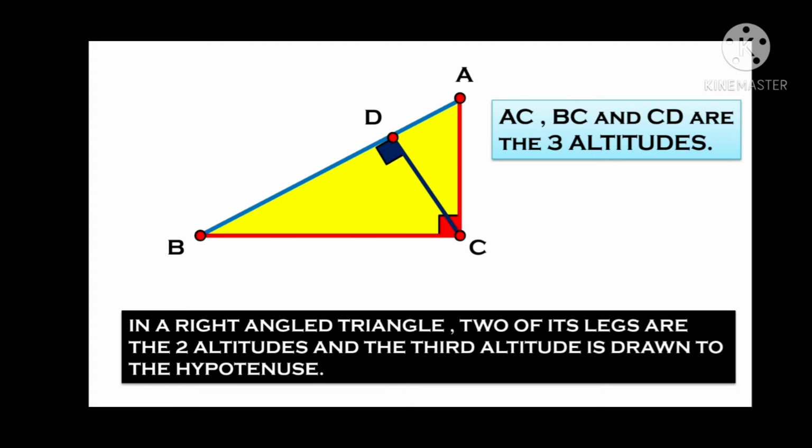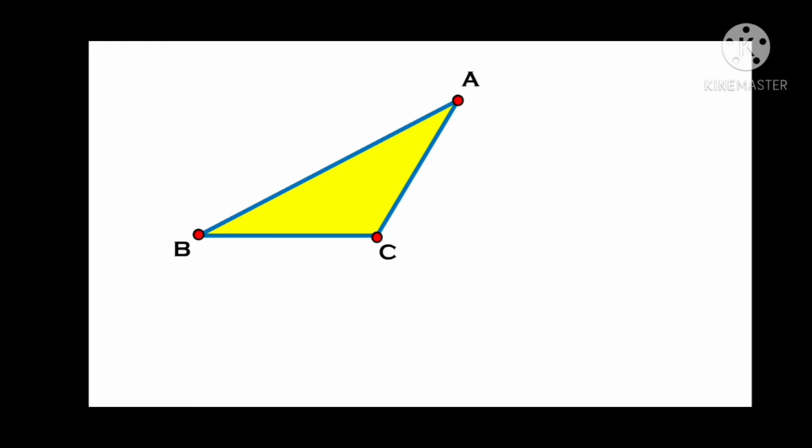So there are three altitudes. Two are its sides, that is AC and BC, and the third one is from C to D. The CD is another altitude. Now let's consider an obtuse angle triangle. Obtuse angle because you can see here that angle C is more than 90.